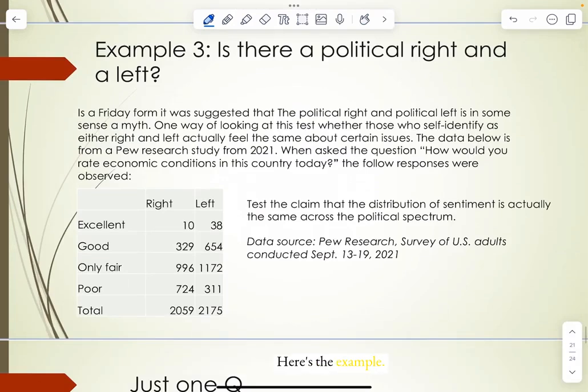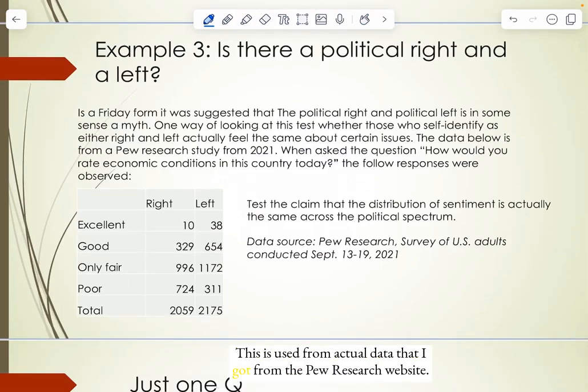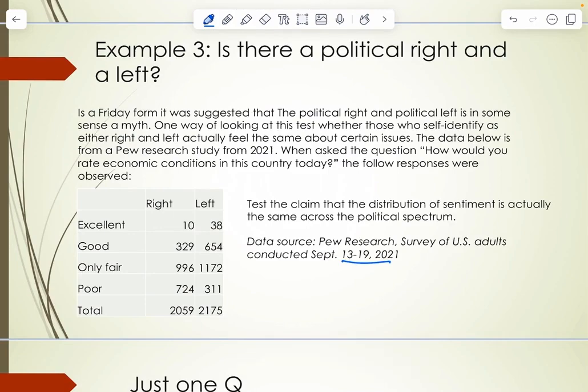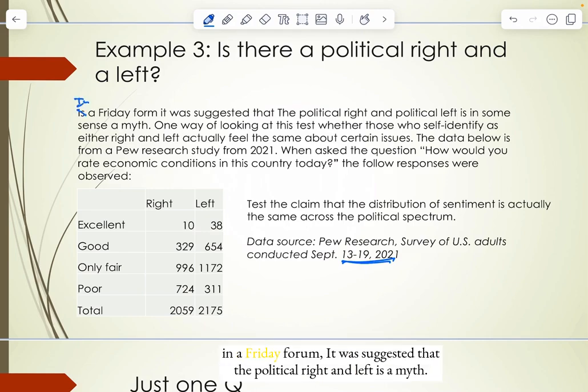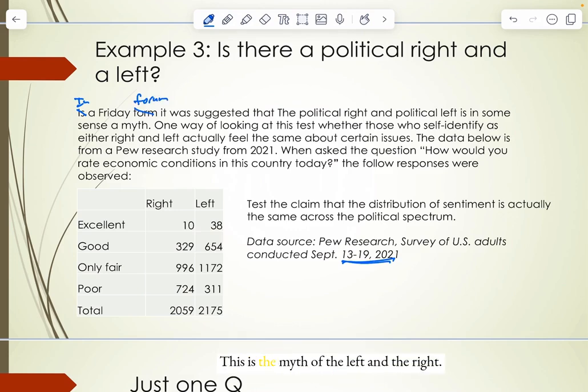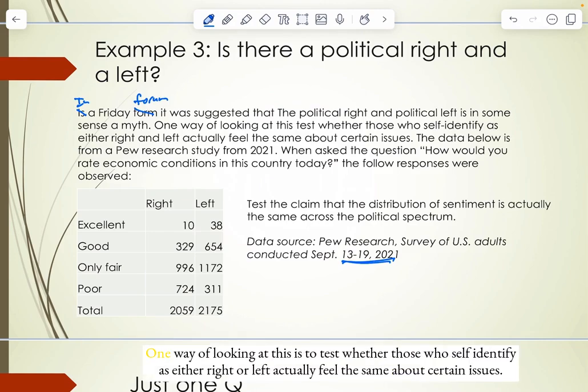Here's the example. This is used from actual data that I got from the Pew Research website. I'm beginning to use my own data now. Well, that I get myself. Okay, example 3. Is there a political right and left? In a Friday forum, it was suggested that the political right and left is a myth. So they said the myth of the left and the right. One way of looking at this is to test whether those who self-identify as either right or left actually feel the same about certain issues.